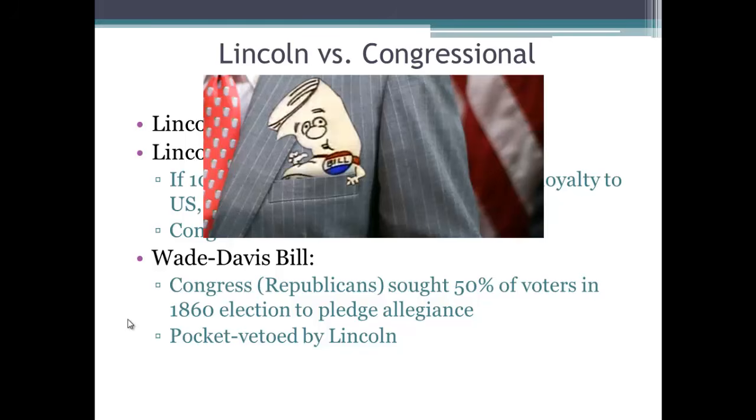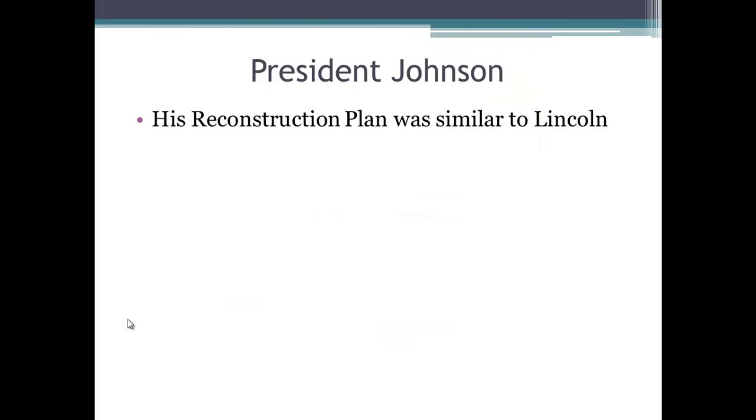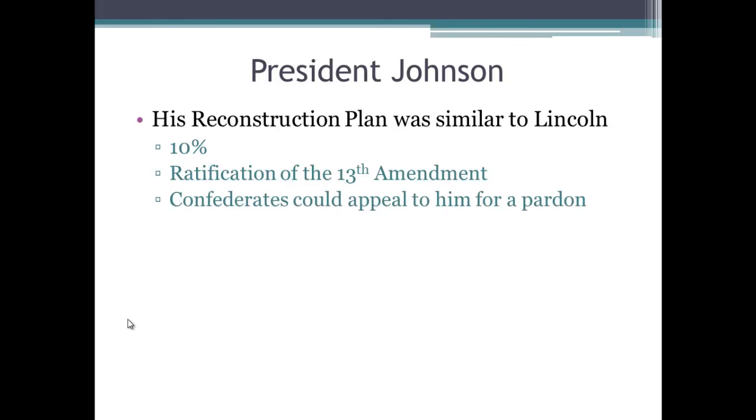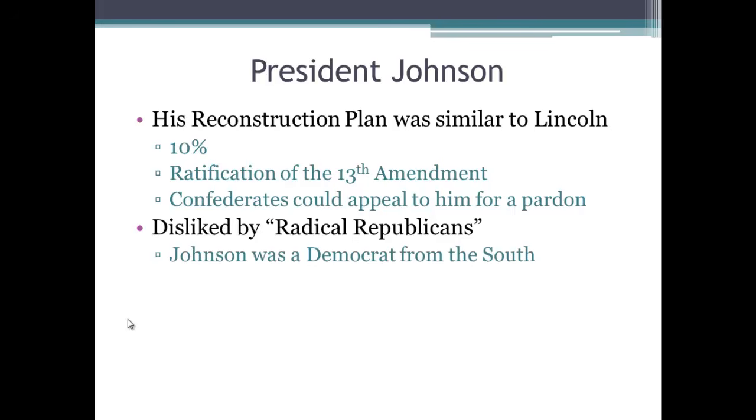President Johnson, some background on him: his Reconstruction plan was similar to Lincoln's, following a 10% plan as well, and he also reluctantly required states to ratify the 13th Amendment. And Confederates could appeal to him directly for a pardon, or to be forgiven for a crime. He was disliked by radical Republicans because he was a Democrat from the South. He was added to Lincoln's ticket in 1864 to get a better balance.